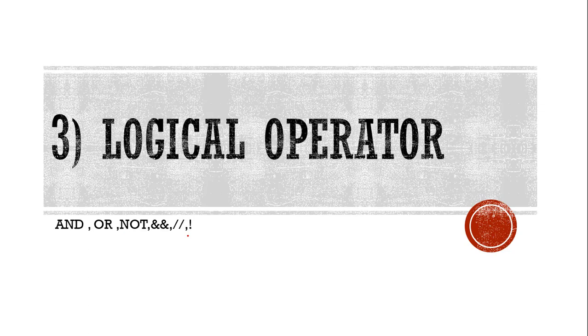The third one is the logical operators. These are the operators that help you give multiple relational conditions. Let's say you want to check more than one condition in your program, then you use a logical operator. I hope it is clear to everyone.